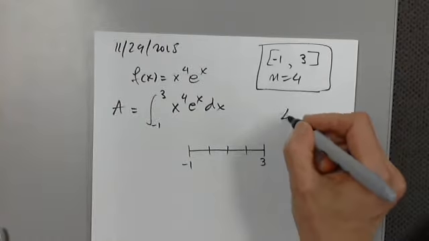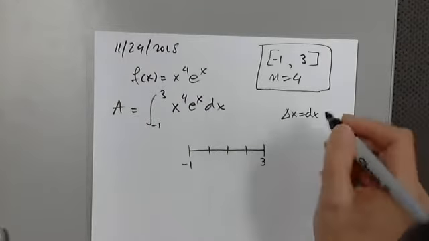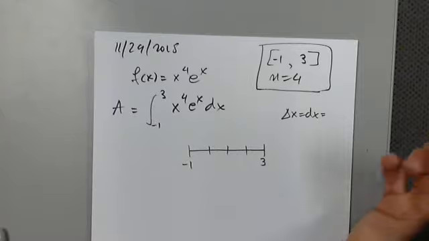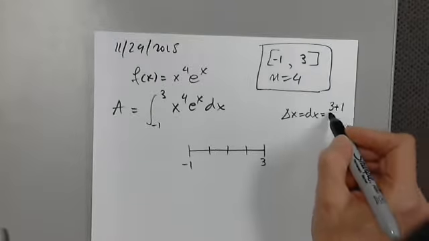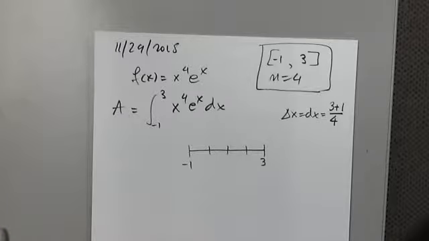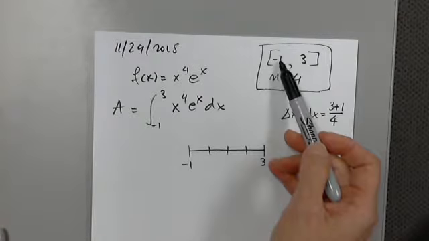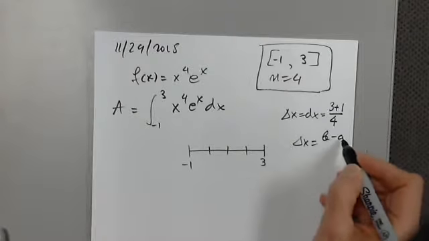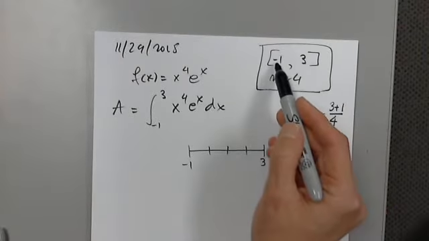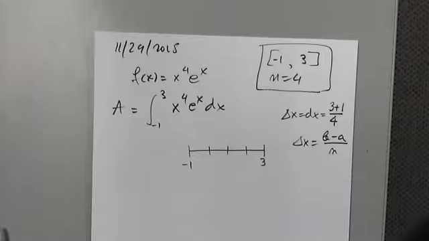Why? Because delta x, or dx if you want, it doesn't matter, we're using delta x now, is 3 plus 1 divided by 4. B minus a over n. So delta x is b minus a over n. So far, so good? Okay.